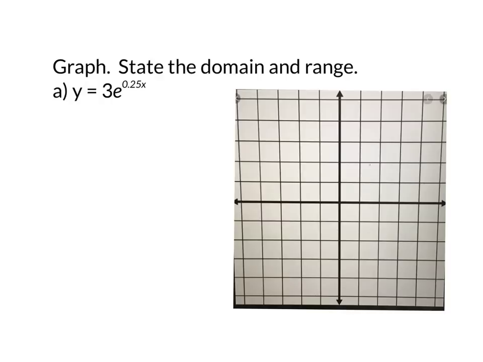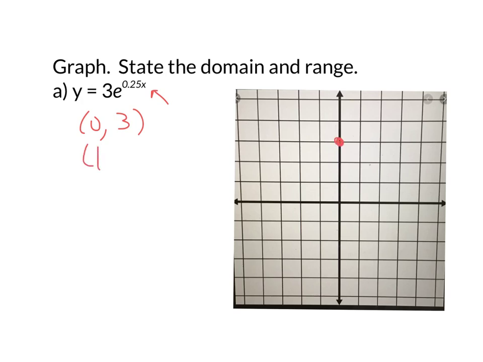All right, graph, state the domain and range. So this one, it has a positive exponent right there. And because it has a positive exponent, what that tells me is that it is exponential growth. So that's what it's going to look like. I'm always going to put a 0 in first. Just makes the exponent become 0. E to the 0 is 1. 1 times 3 is 3. So instead of it going through 0, 1, it goes through 0, 3 because it's been stretched by 3.